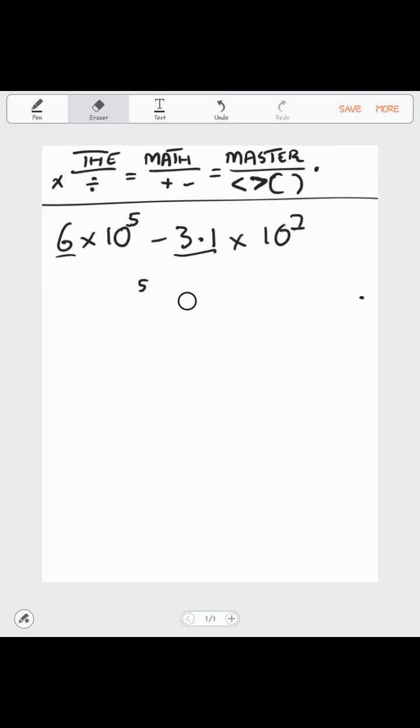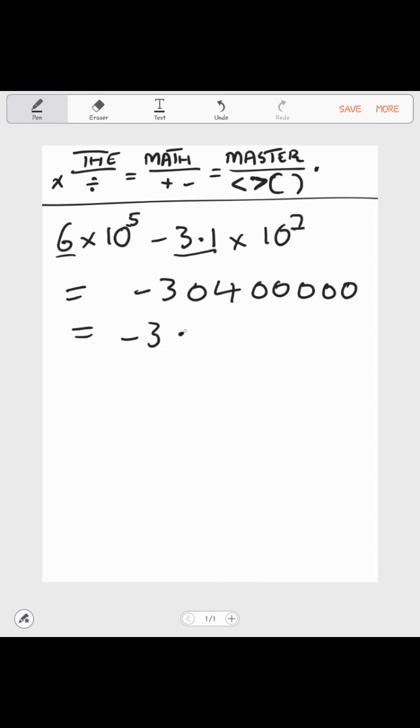So moving on, we can write minus 3 0 4 0 0 0 0. How many zeros will we take? Yes, right, 5, which will give us the answer minus 3.04 into 10 to the power of 7. We have shifted this 5, not this as we did previously. That was wrong. This is the right one, which is your answer.